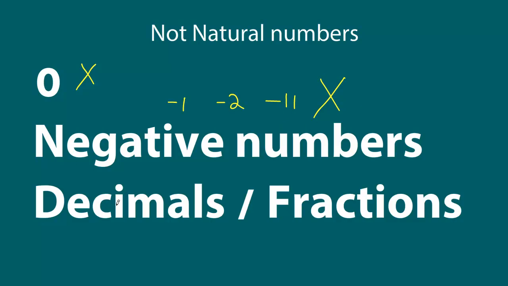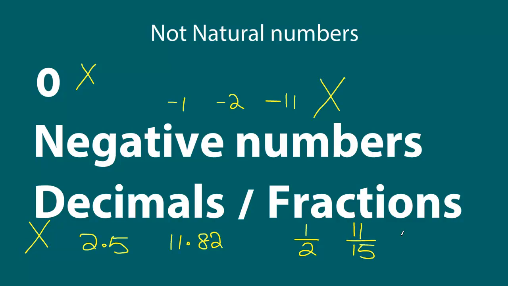Finally, did we see any decimals or fractions in our collection? For example, did we see the numbers say 2.5 or 11.82? I'm just randomly writing some decimals. Did we see these numbers in our collection? No. So decimals are not natural numbers, and fractions. So we did not see any fraction. I'm just writing randomly some fractions here. So we did not see any of the fractions in the collection. So fractions and decimals are not natural numbers.